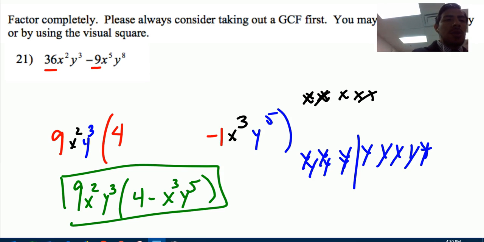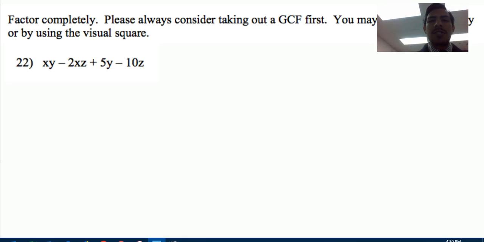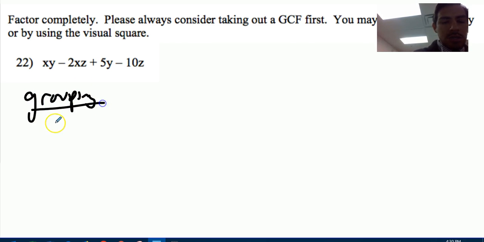Let's go to 22. 22 says to please take out the GCF first. I look at these terms and I don't really see a GCF that I could take out, so I'm not going to try that. But I can try grouping. Grouping will be done when you see 4 terms, so I can make the box for this.